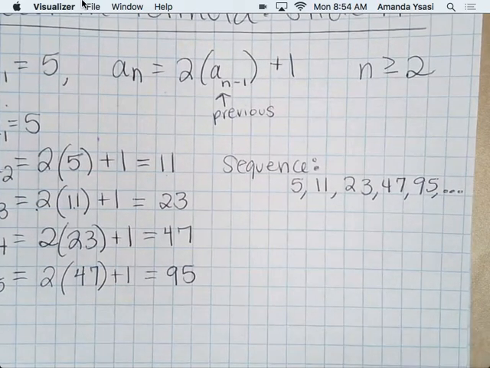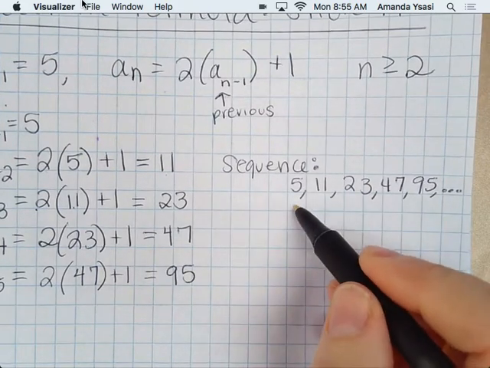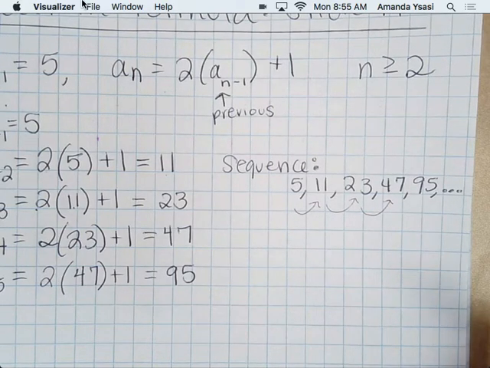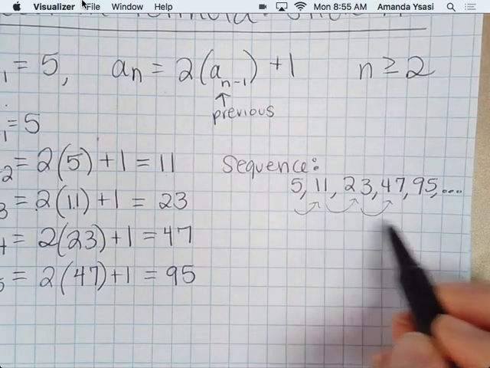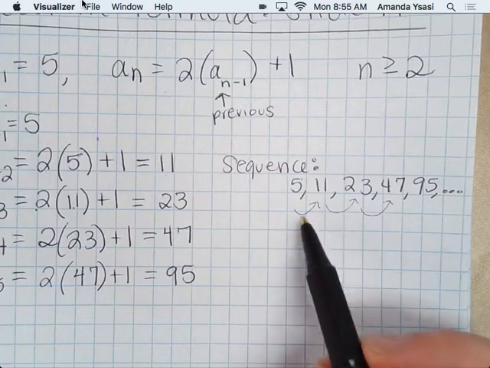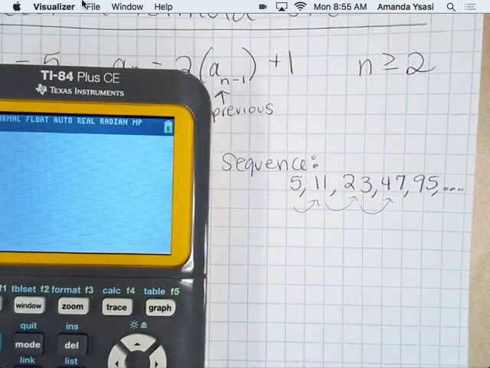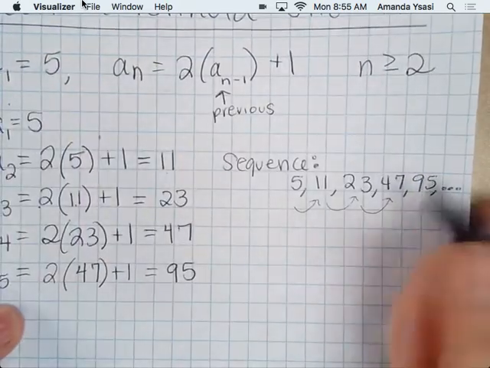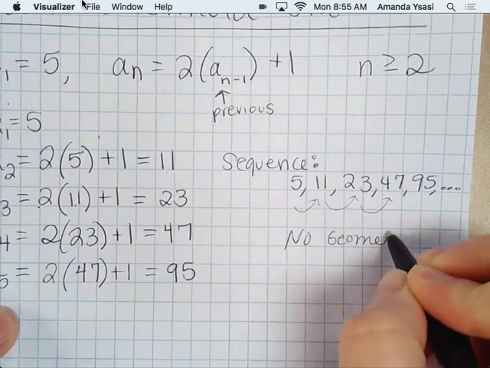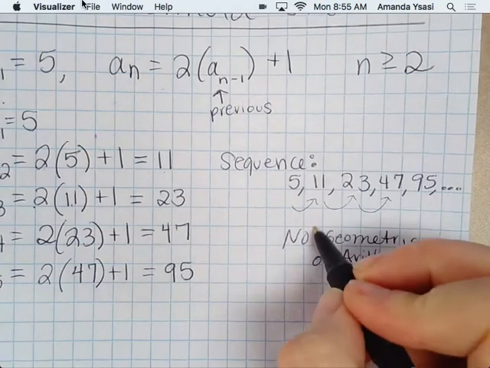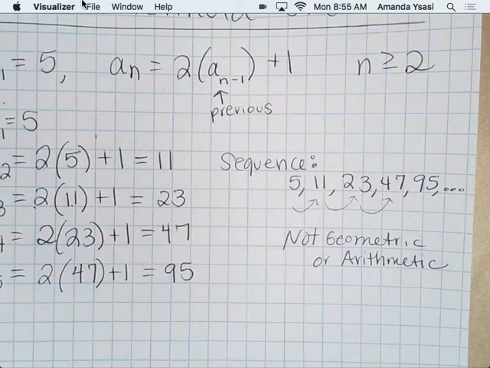Okay, so that is our sequence. Is this arithmetic? Oh, yes. No, but yes. Plus 6, plus 12, plus 24. No. Okay, so it's not arithmetic because we can't add the same thing to get the next term. What about geometric? Can I multiply 5 times something to get 11? No. We divide them. 11 divided by 5 is 2.2. What about 23 divided by 11? Nope. Okay, so I'm just going to put not geometric or arithmetic. Oh, I put no. I should put not. There we go. So it's neither.